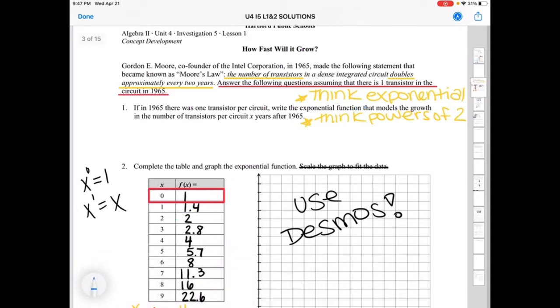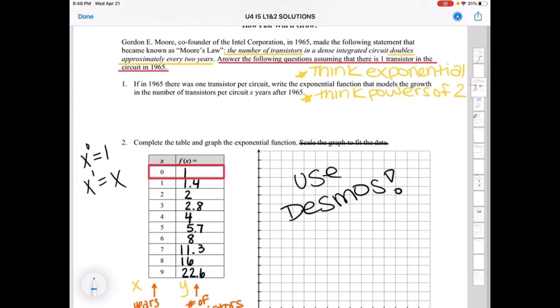Moving on to the concept development, we're going to be talking about transistors. The important words you should have picked out from this phrase is the number of transistors doubles approximately every 2 years. So this is when you're thinking exponentially, you're thinking powers of 2. The word doubles, right, every 2 years, you've got to think 2. And then it asks to answer the following questions, assuming that there's one transistor in the circuit in 1965, okay?